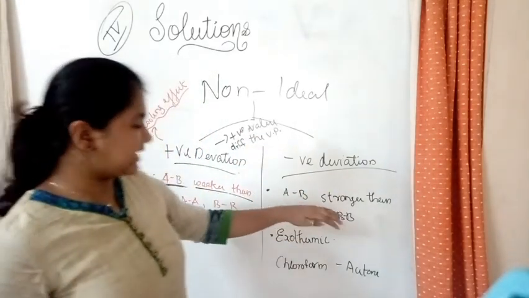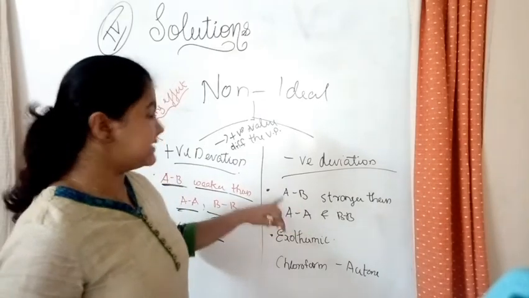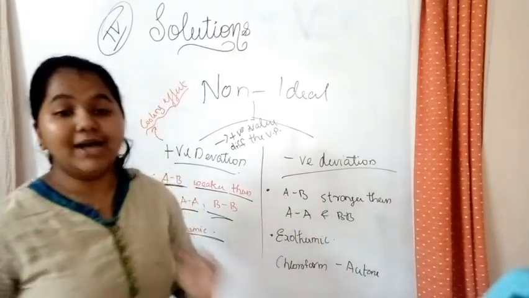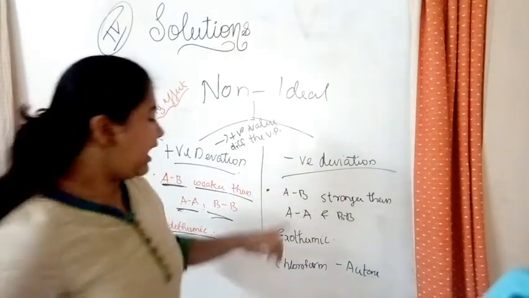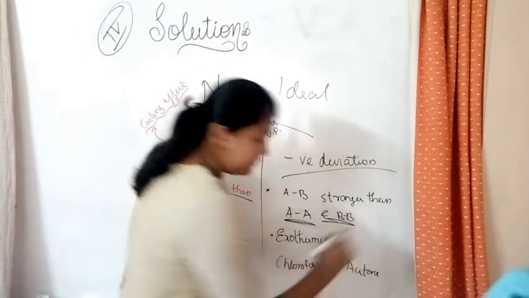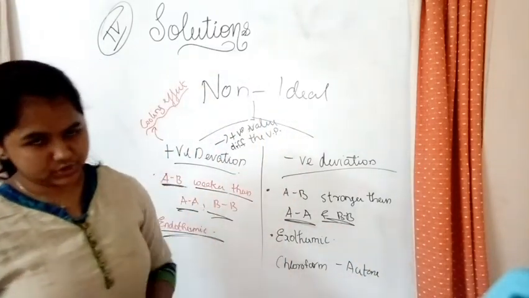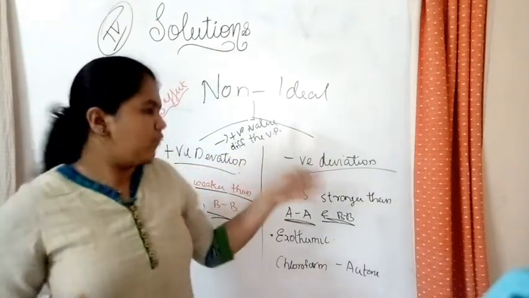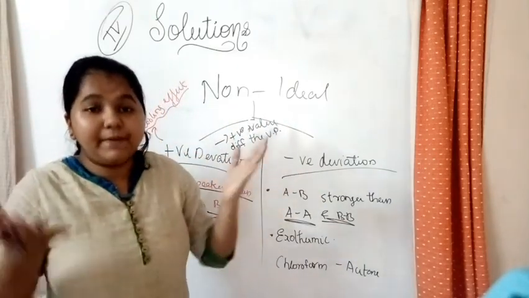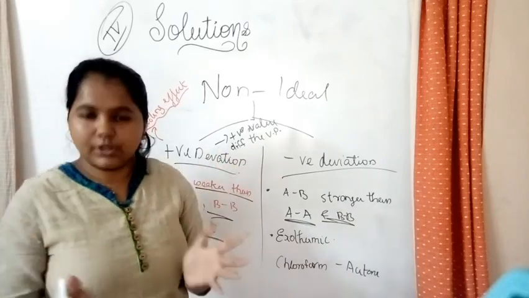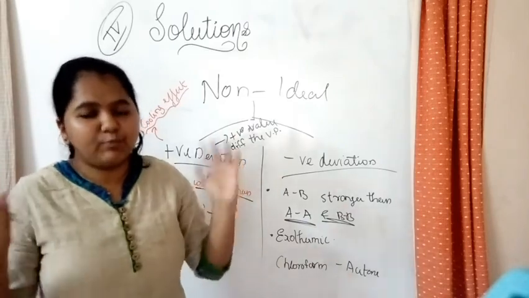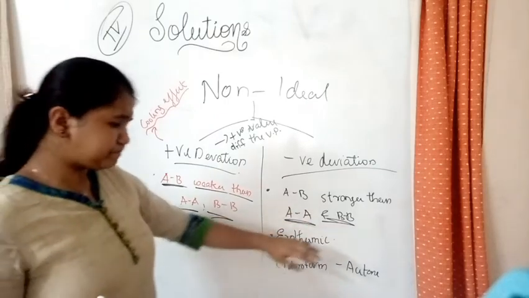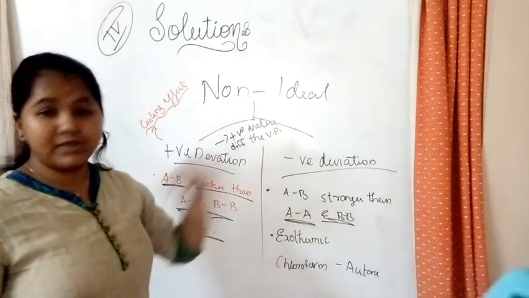In negative deviation, AB interactions are stronger, and AA and BB are weaker than AB interactions. If the bonds between the solutions are stronger, the vapor pressure would decrease because they won't go to the vapor phase. They cannot split and move to the vapor phase. Okay? So this process, what would happen?